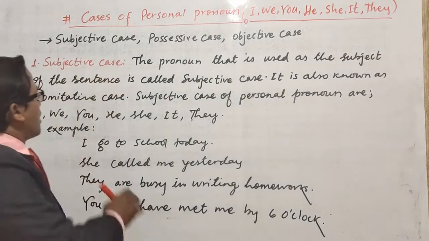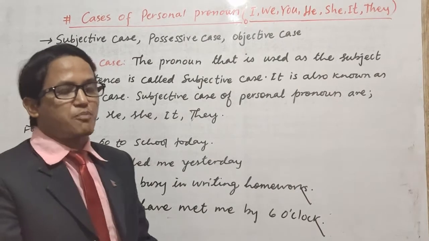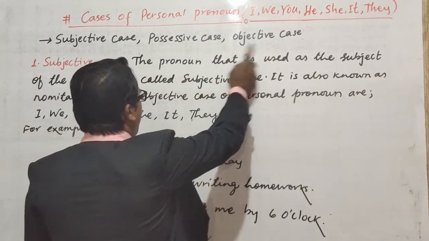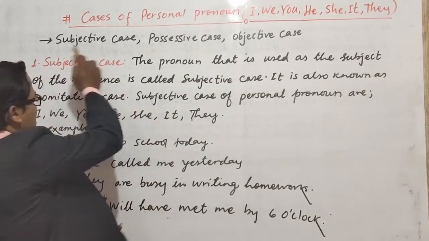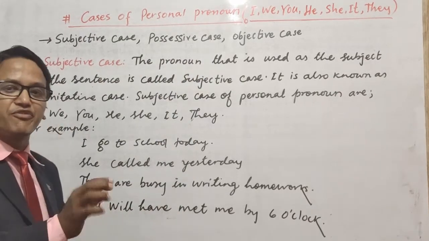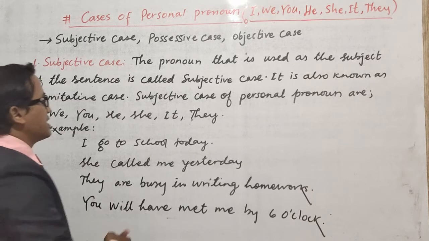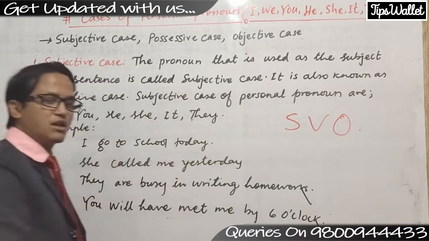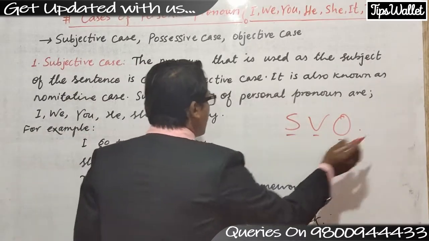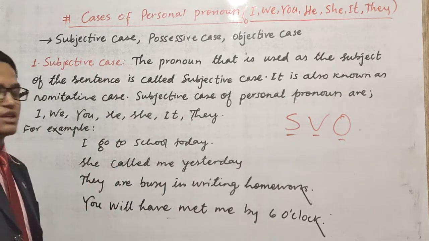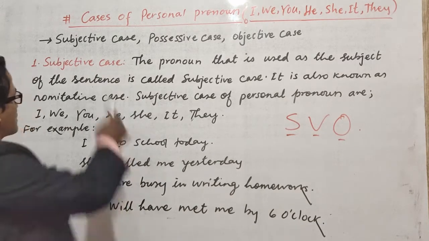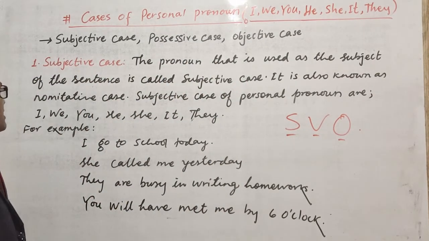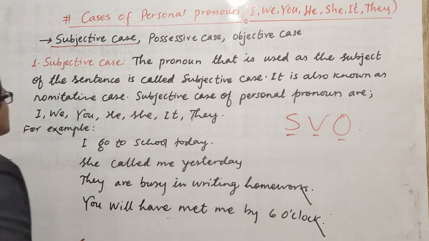There are three cases of personal pronoun. See here: subjunctive case, possessive case and objective case. These three cases are used in a sentence differently. You know that the sentence pattern is subject, verb, object. So these cases can be used in the sentence differently. Let's see first, in the beginning, the subjunctive case.